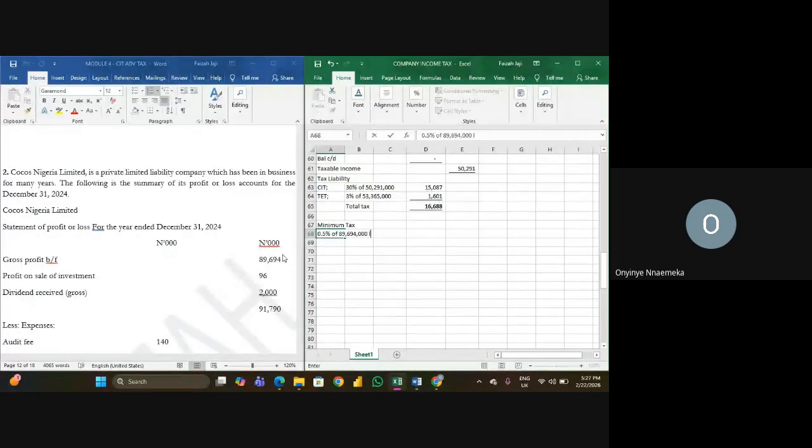89,694,000. Less, remember that we have frank investment income there. Yes, 2 million, 1,000. Okay. So it's going to be equal to 0.5% multiplied by open bracket 89,694 minus.